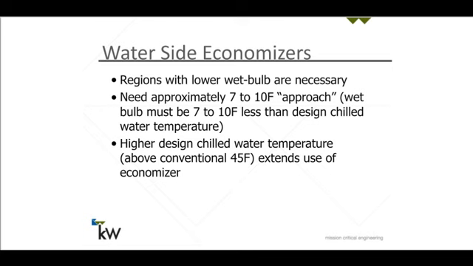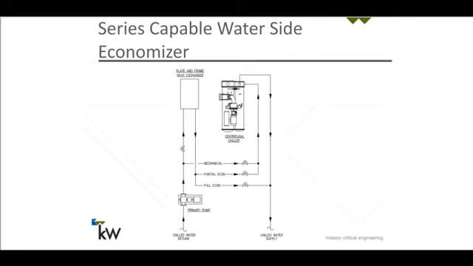Ideally, you've got a 7 to 10 degree approach for many hours, where your wet bulb temperature is 7 to 10 degrees less than your chilled water temperature. Certainly elevating your chilled water temperature extends your hours. And here's how that series capable water side economizer works.